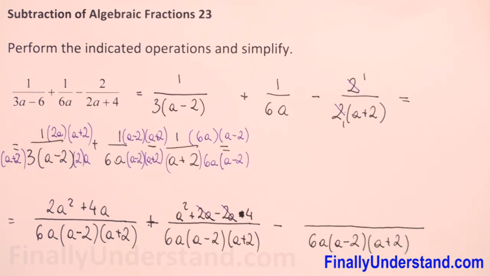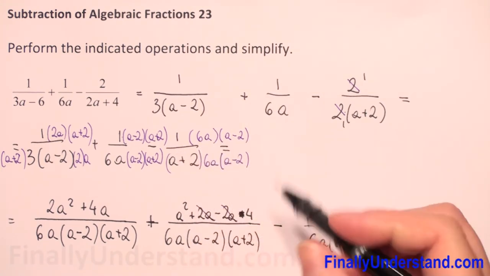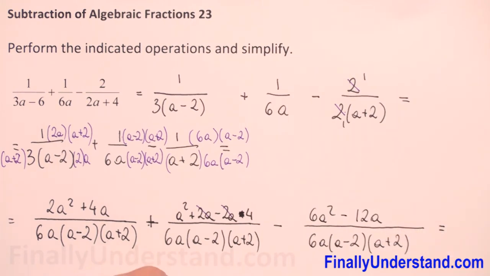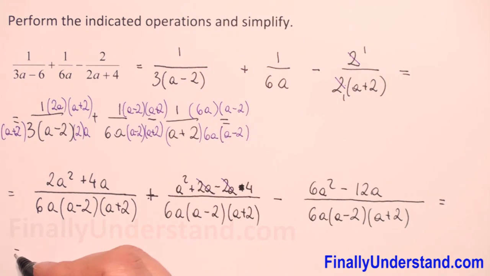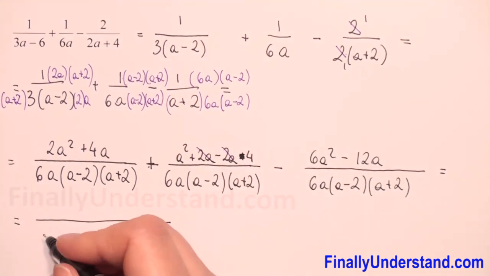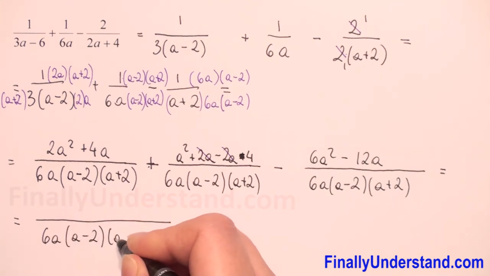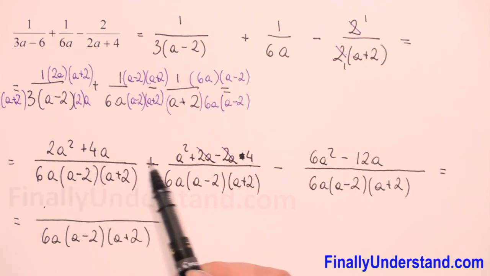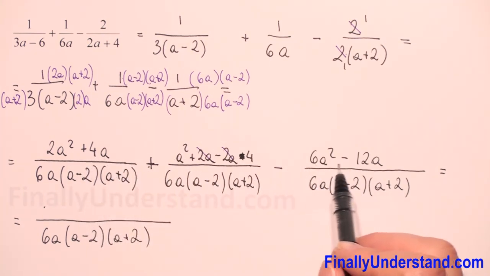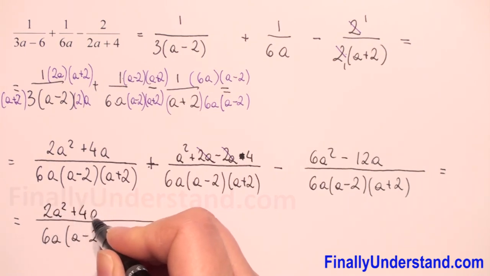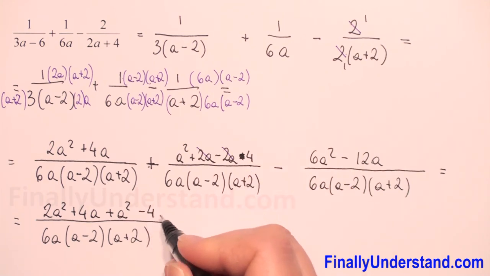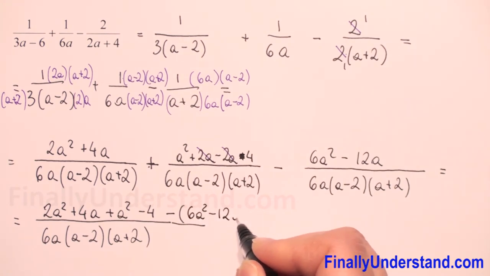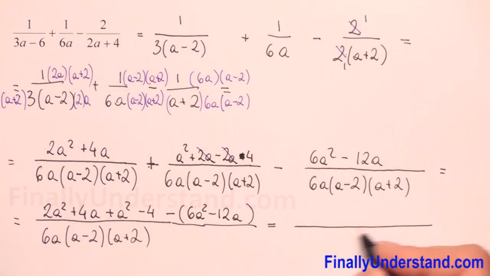So now we will have 1 times 6a is 6a, and 6a times a is 6a squared. 6a times negative 2 is negative 12a. So now when we have the same denominator, we copy it. We have 6a times a minus 2 times a plus 2, and we have now to start from the left side. First we have to add these two numerators, and next we have to subtract the third numerator. So we have 2a squared plus 4a plus a squared minus 4. And now we have a negative sign before this whole expression, so we need to put it in parentheses, so minus 6a squared minus 12a. So this is equal, and the denominator we have to copy.